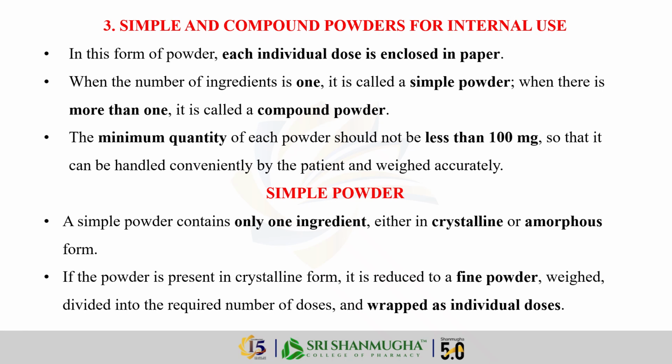The minimum quantity of each powder should not be less than 100 mg so that it can be handled conveniently by the patient and weighed accurately. Next, simple powder. Only one ingredient is contained, either in crystalline or amorphous form. If the powder is in crystalline form, it is reduced to a fine powder, weighed, divided into the required number of doses, and wrapped as individual doses.